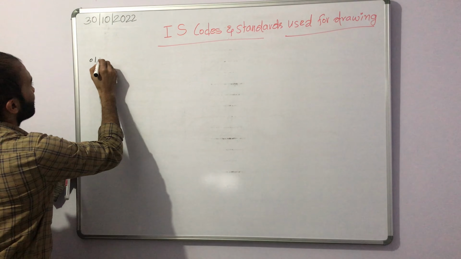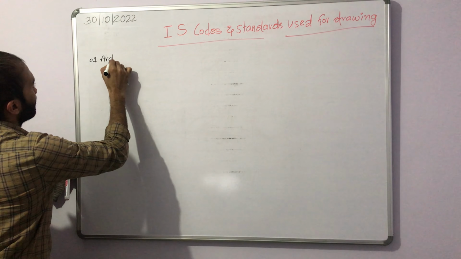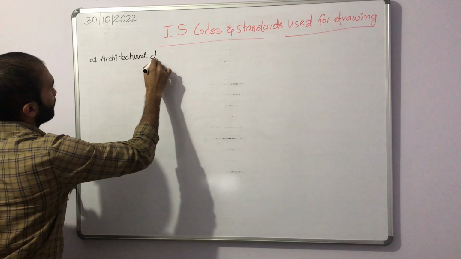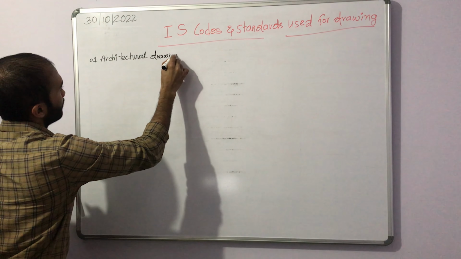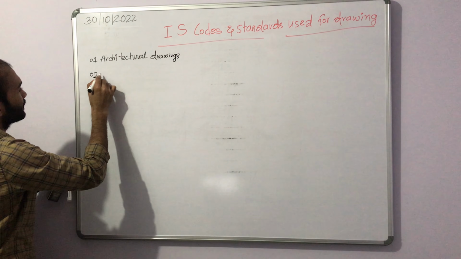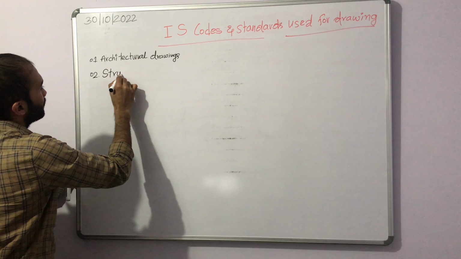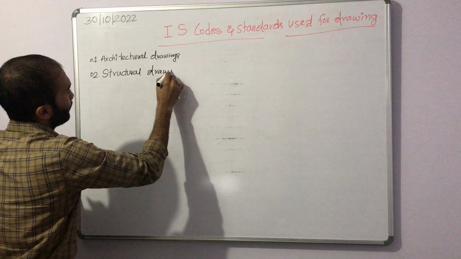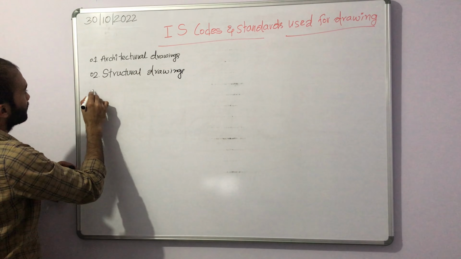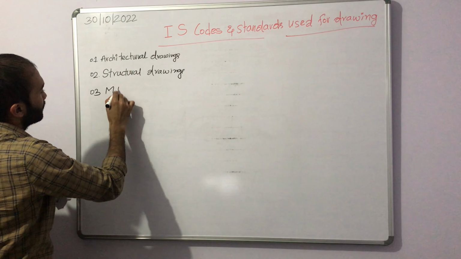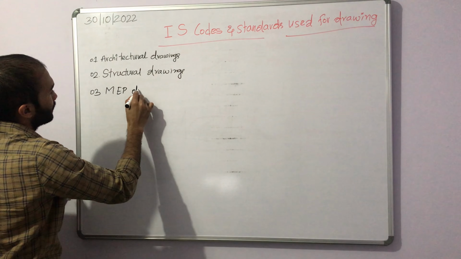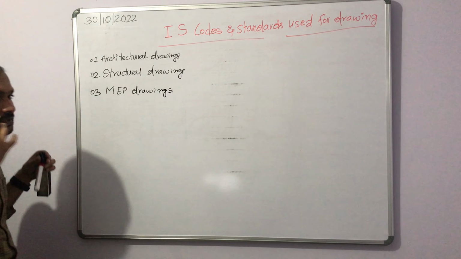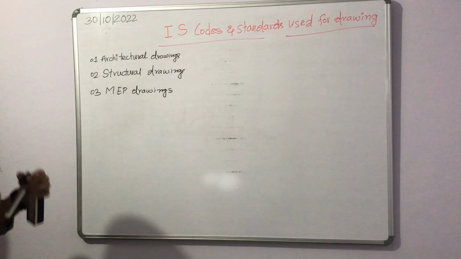One is architectural drawings. Next is structural drawings. And the third one is MEP drawings. So there are three major drawings, which have subcategories.